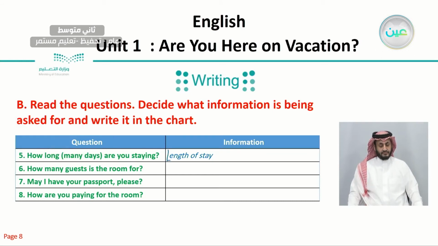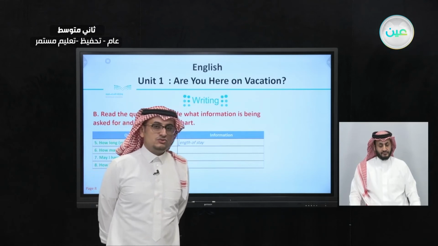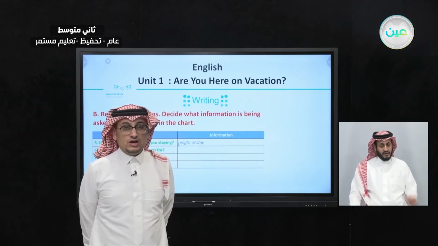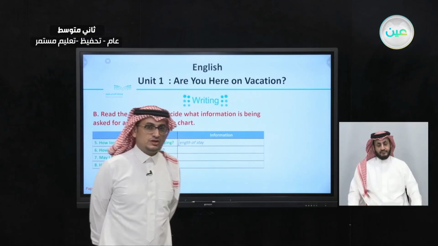Okay, next one. How many guests in the room? Number 7, may I have your passport, please? Number 8, how are you paying for the room? Now you will decide what kind of information is being asked and write it in the gap in the table. Please do them by yourself after pausing the video, and come back to see the correct answers, okay?